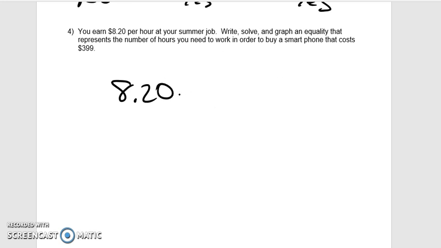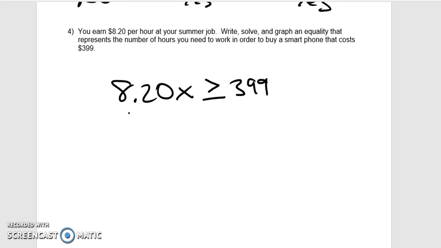Well, you would multiply. So 8.20 times however many hours we've got there, all right? And we've got a cost of $399, so we need our money to be greater than or equal to $399. If we got more than $399, we're good, all right? We can buy that phone. If we're under that amount, then it's no good.